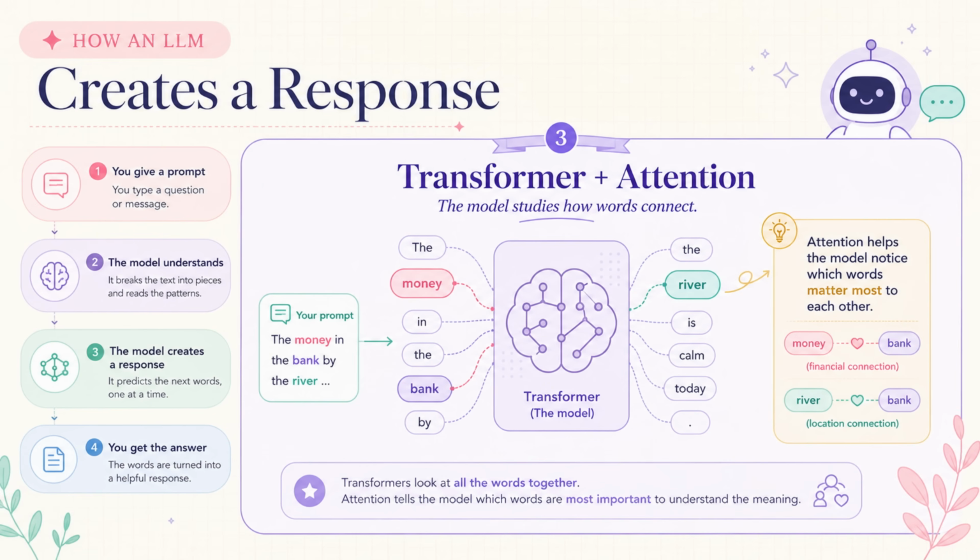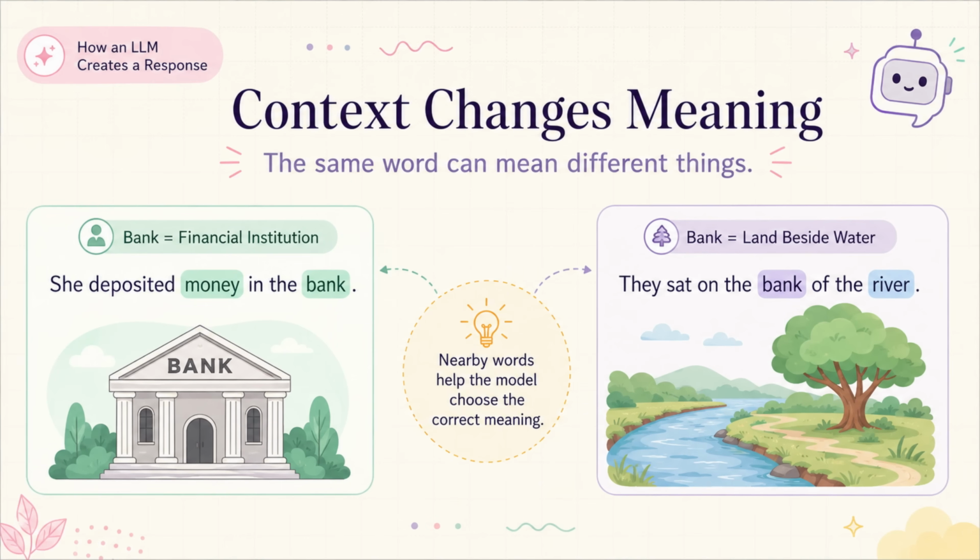Inside the transformer, attention helps the model notice which words and details matter most. For example, she deposited money in the bank. The words deposited and money show that bank means a financial institution.